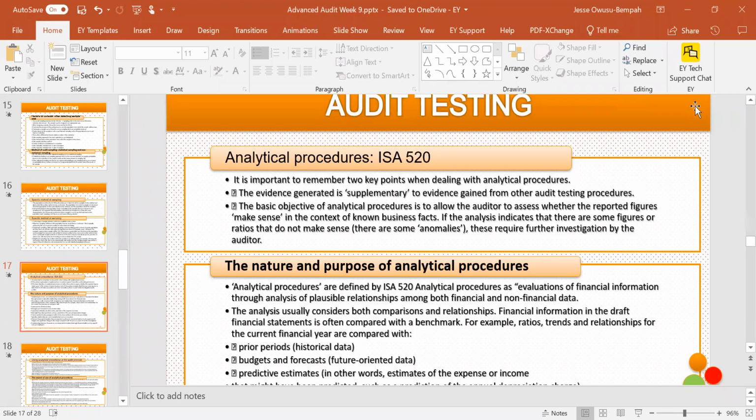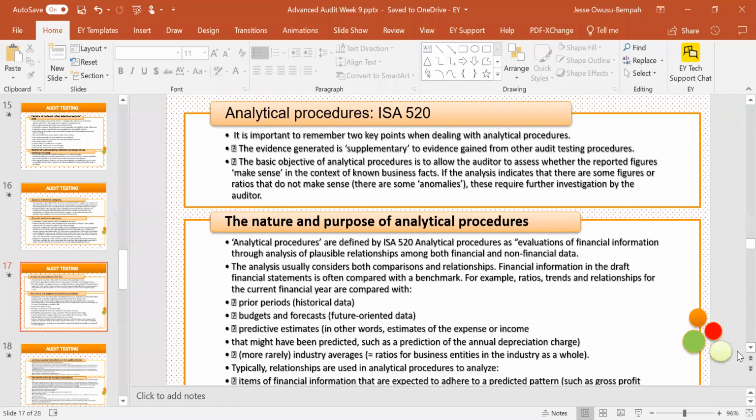So analytical procedures, according to ISA 520, are evaluations of financial information through analysis of plausible relationships among both financial and non-financial data. So here you are looking at ratios, trends and relationships. You take into consideration trends and relationships. You compare it to prior year, you compare it to budgets and forecasts, estimates, industry averages. That's what analytical procedures are all about.